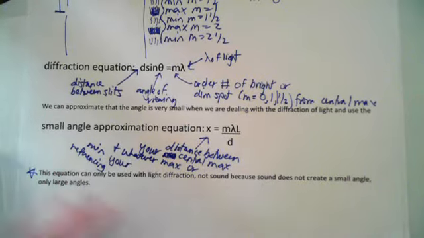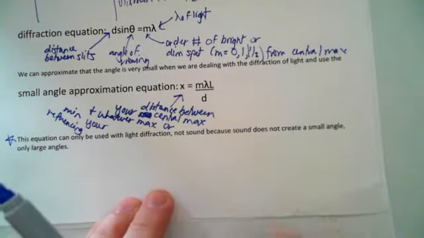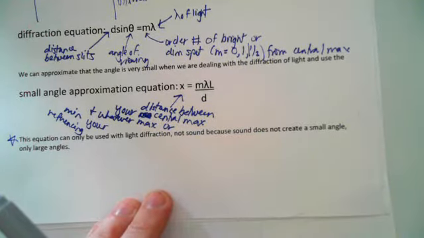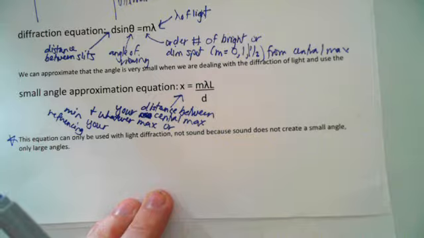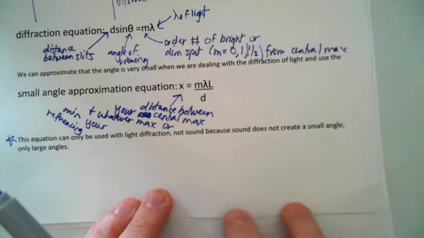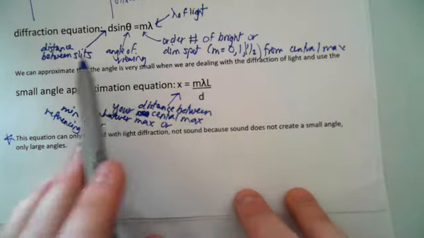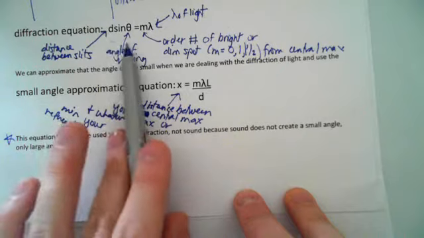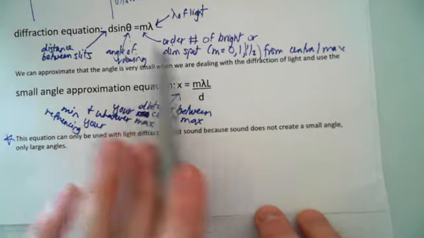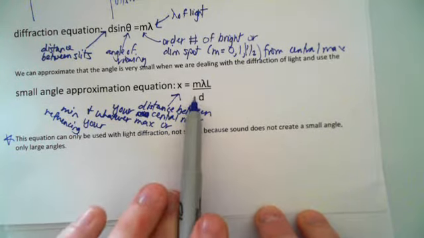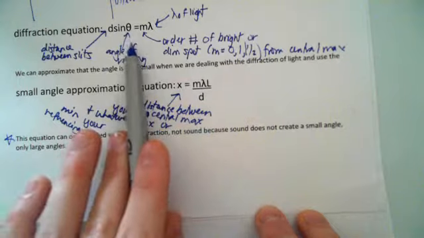Okay, so as a note, just remember that this equation can only be used with light diffraction, not sound, because sound does not create a small angle. Sound diffraction occurs over meters, not millimeters and centimeters, because sound has such a longer wavelength than light does. So you cannot use the small angle approximation equation with sound. You can only use your main diffraction equation with sound. But you can use this with light or sound.